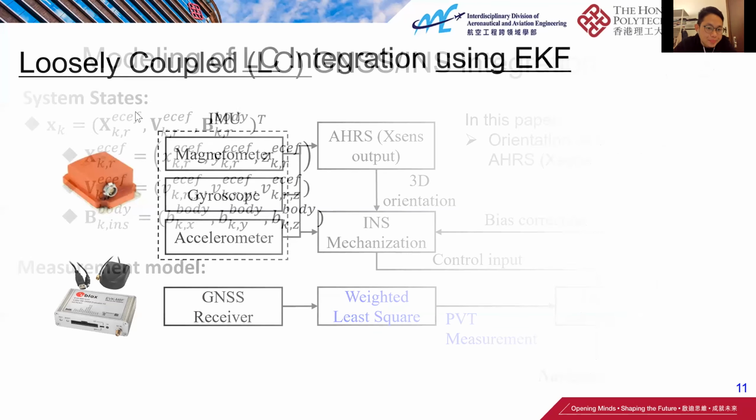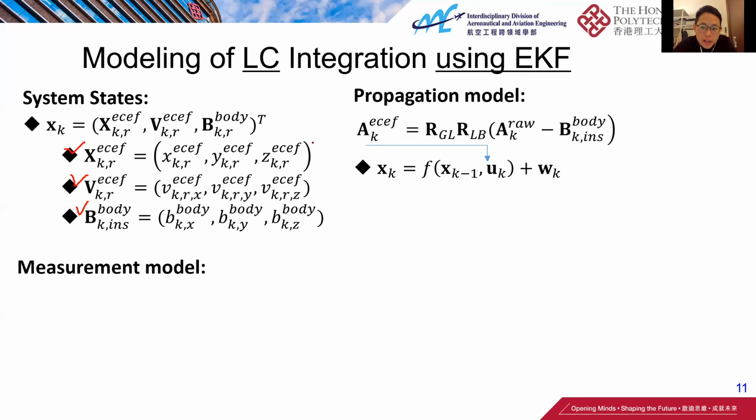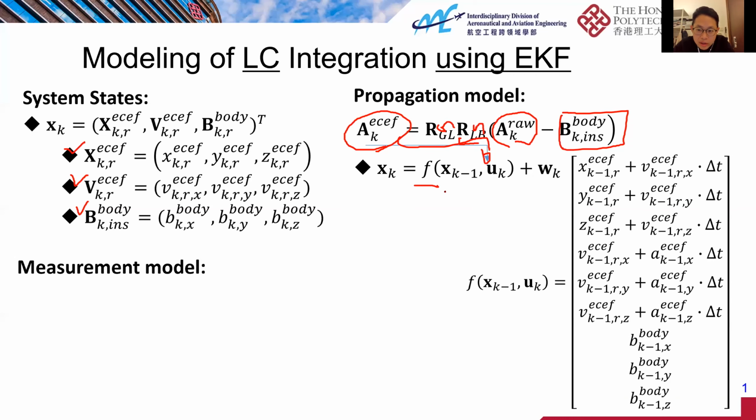To look at the model, our state has a degree of freedom of 9 by 1, which is 3D position, 3D velocity in ECEF, and also the accelerometer bias in the body frame. Looking at the propagation model, this is our raw acceleration, and this is our state, the accelerometer error states. By doing this, with the rotation matrix from body to local and from local to global, we can make it acceleration in ECEF. Then we put it as an input here. And our propagation model is pretty simple.